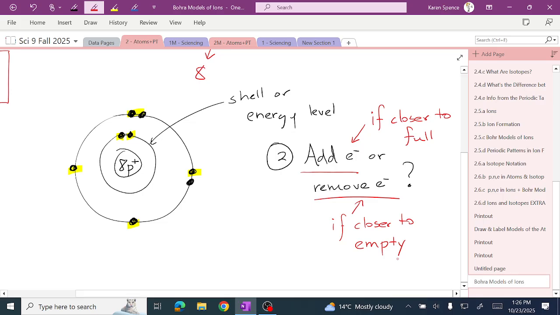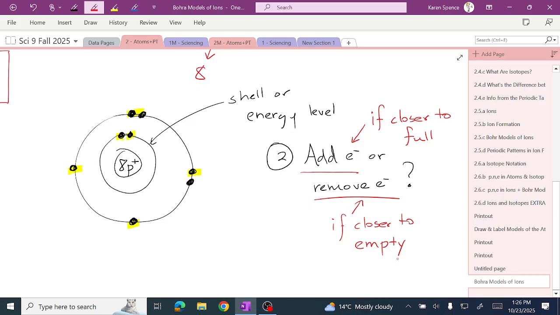So is this one closer to full or closer to empty? It's closer to full. Full is 8, and we have 5. 5 is more than halfway to 8. So we are going to add electrons.